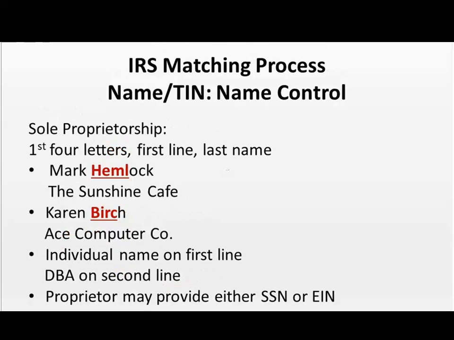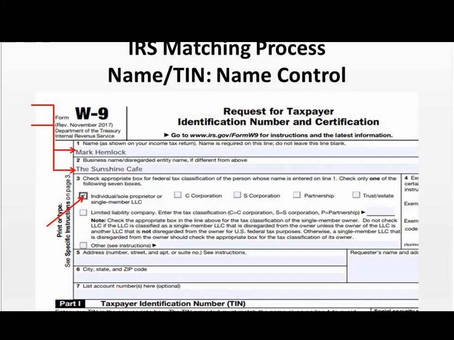For sole proprietorship, it's going to be the first four letters of the last name of the owner of the sole proprietorship, the individual. So we've got Mark Hemlock with the Sunshine Cafe, Karen Birch with the Ace Computer Company. The name control is HEML for Mark. And we'll look at the W-9 filled in for Mark Hemlock. So he's got Mark Hemlock on line 1, the Sunshine Cafe on line 2, which might be who you're writing the checks to. And then the check box for individual sole proprietor, single member LLC check there.